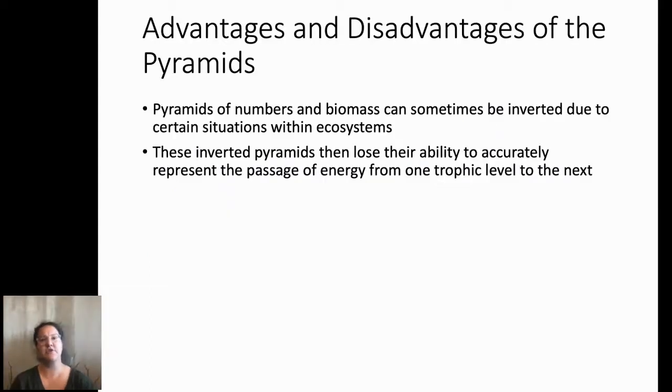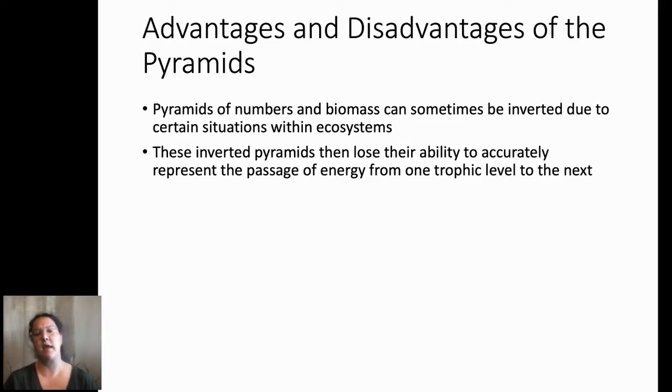So there are advantages and disadvantages of the pyramids. The pyramids of numbers and biomass can sometimes be inverted due to certain situations. So like I said, for the pyramid of numbers, when you have a large tree and say an old growth forest, that can be inverted. There's a specific situation in a pyramid of biomass where there's an inversion.